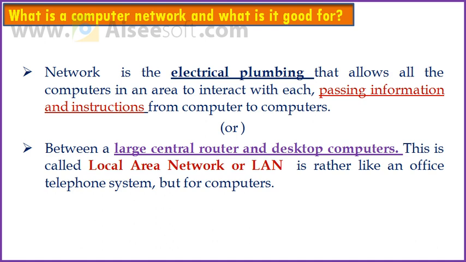What is a computer network and what is it good for? A network is the electrical plumbing that allows all the computers in an area to interact with each other, passing information and instructions from computer to computer, or between a large central router and desktop computers. This is called a local area network, or LAN. It is rather like an office telephone system but for computers.